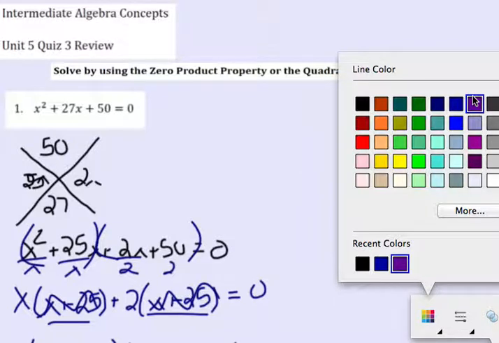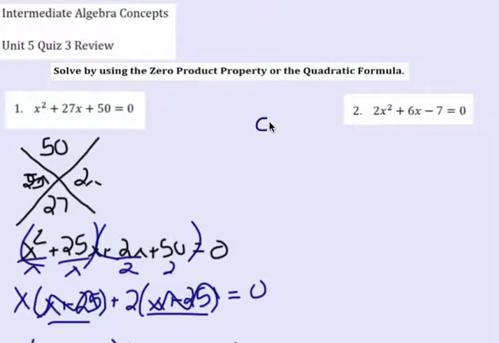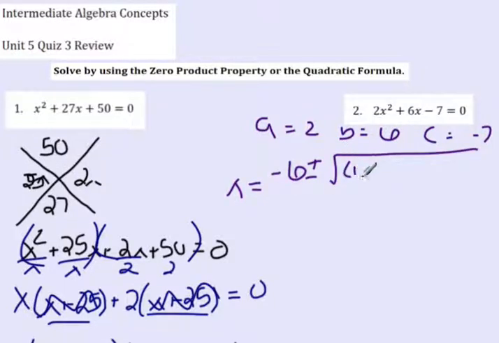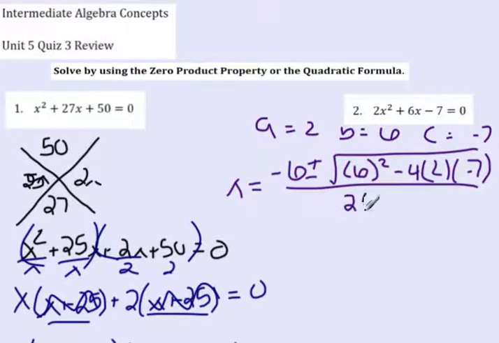Just to save you guys time, I will tell you that number 2 does need to use the quadratic formula. So let's set that up. We know that our A is 2, our B is 6, and our C is negative 7. So let's put that in the quadratic formula. We're going to do the opposite of B plus or minus the square root of B squared minus 4 times A times C, all of that over 2 times A. Then I'm going to simplify what's underneath the radical first. So I'm going to do 6 squared minus 4 times 2 times negative 7.